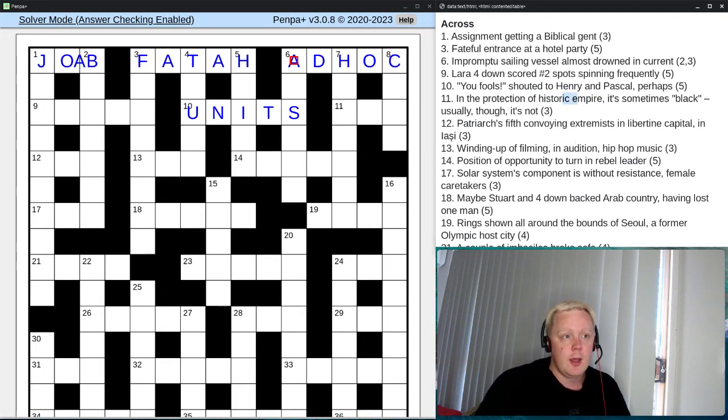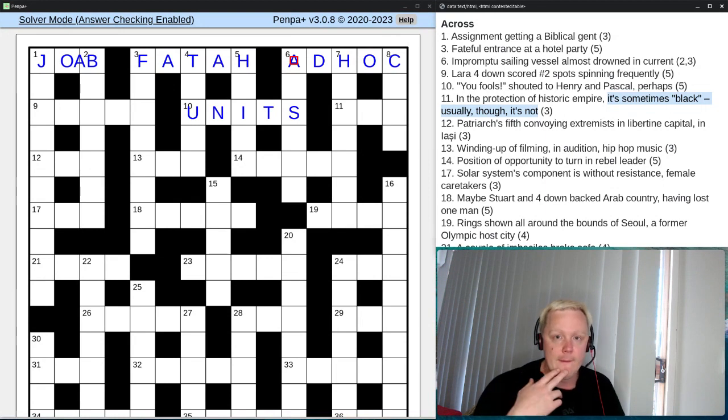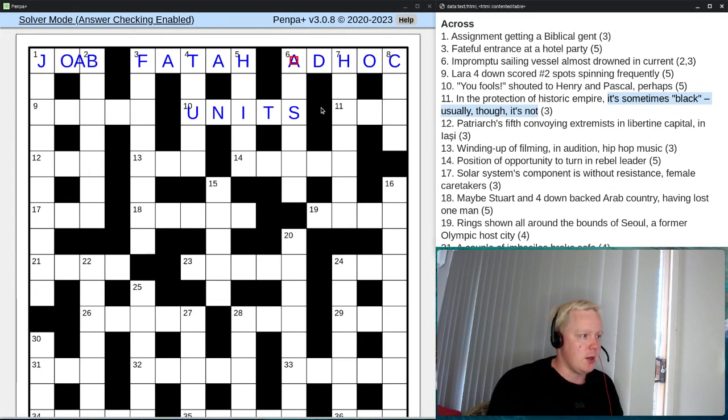the word ice. And the definition then would be, it's sometimes black, usually though it's not. Now there's a thing called black ice, that's like ice on the road that you can't see, but most ice isn't black ice. So that's how the definition makes sense. Now what doesn't make sense is why you would define ice like that. But it is going to be the correct answer.